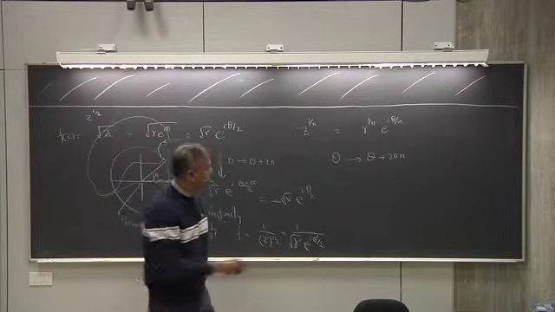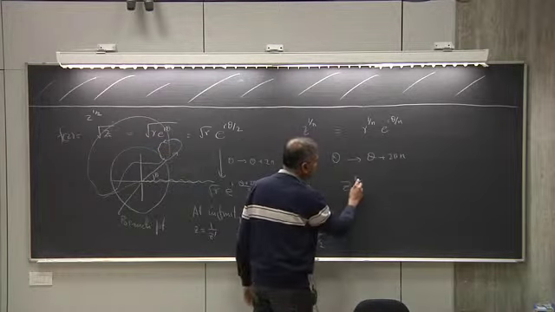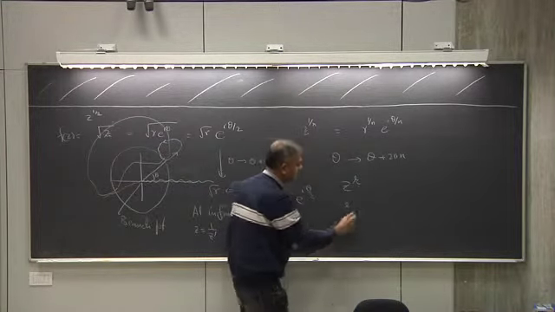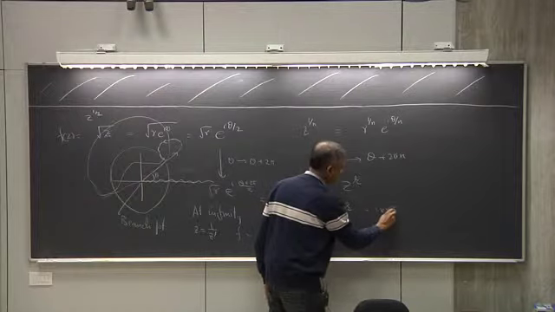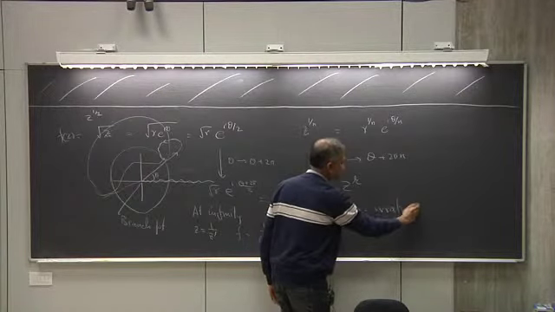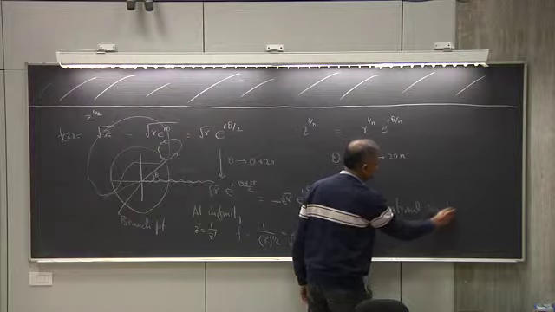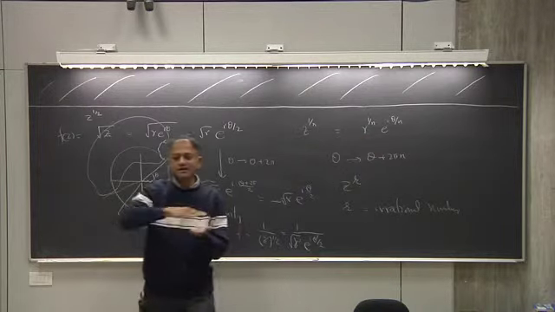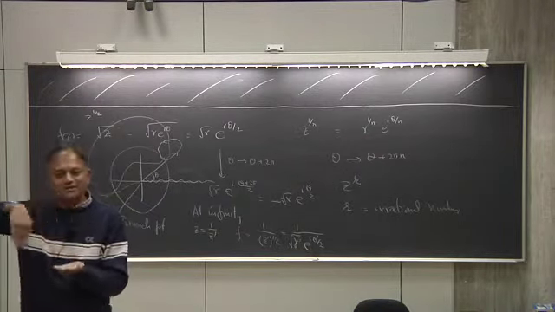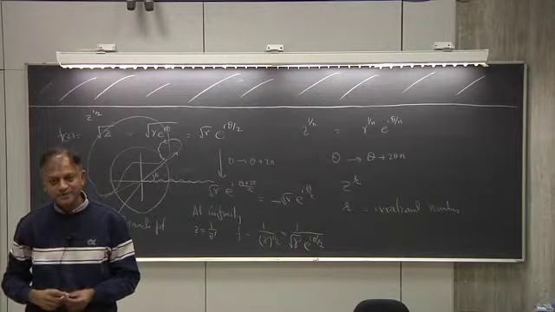However, suppose you consider z to the power of some r, where r is some irrational number. In this case, you will need an infinite number of sheets, because it will never come back to its original value. Right?